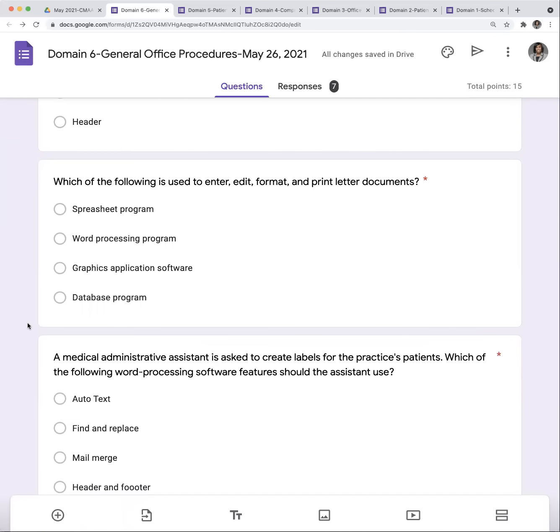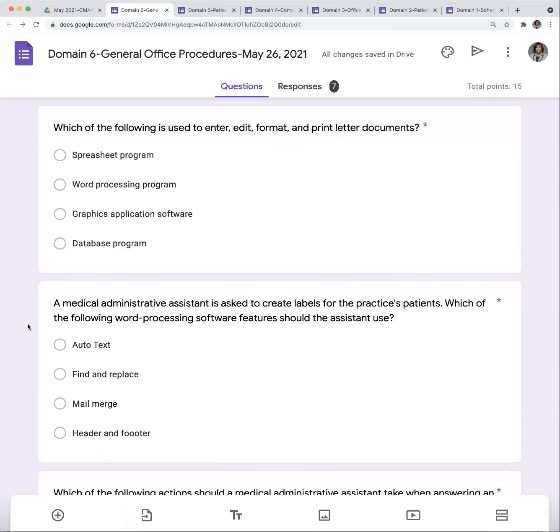Okay, which of the following is used to edit, enter, format, and print letter documents? Word processing program. The MAA is asked to create labels for a patient's practice. Which word processing feature would you use? Mail merge.